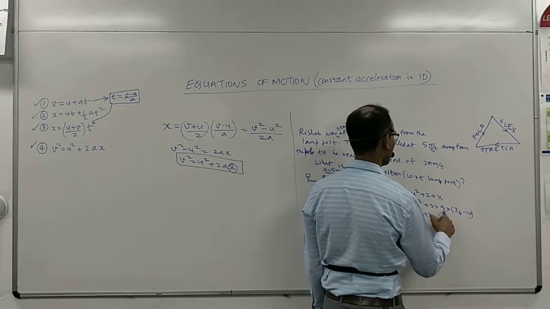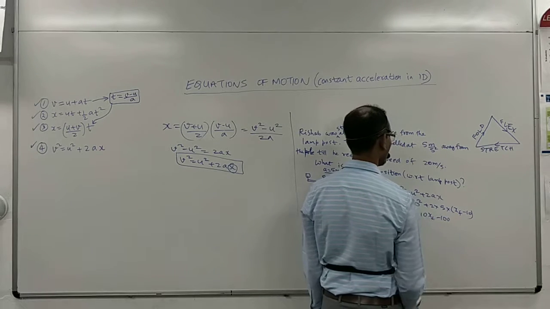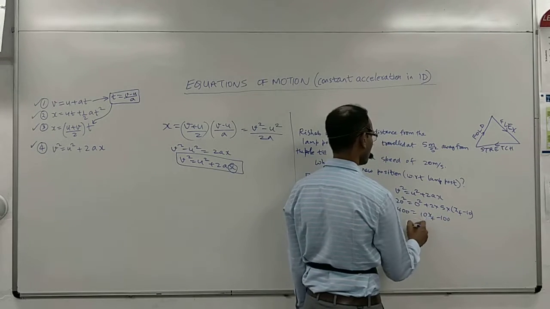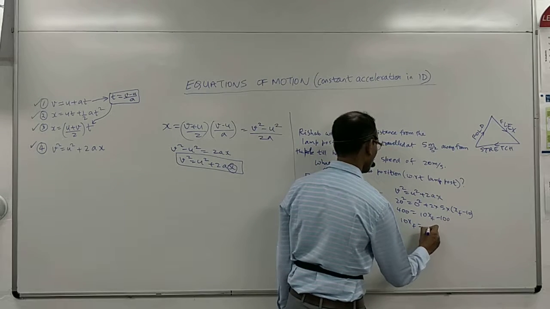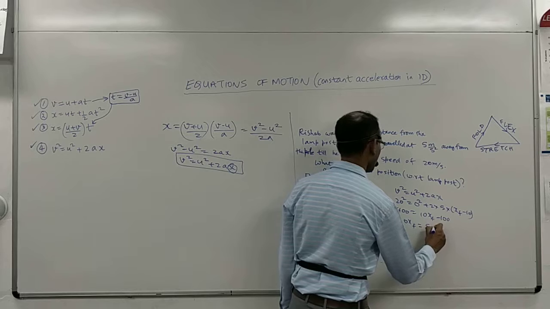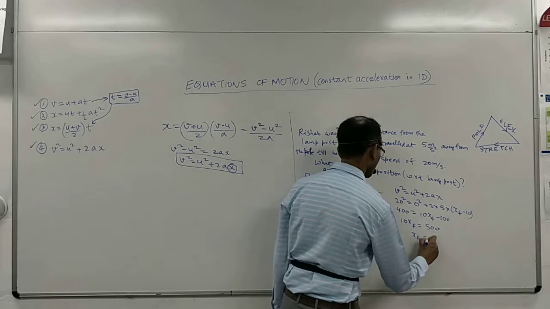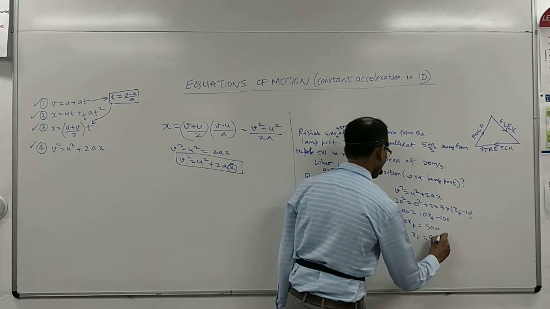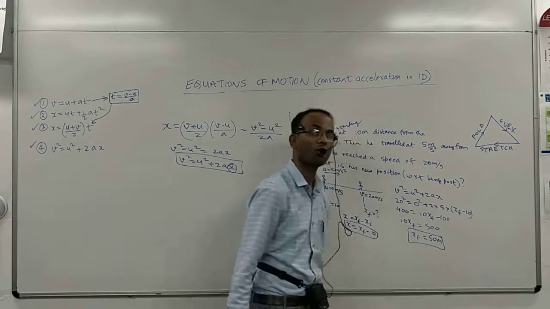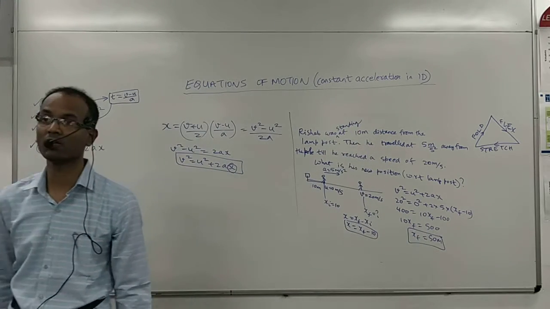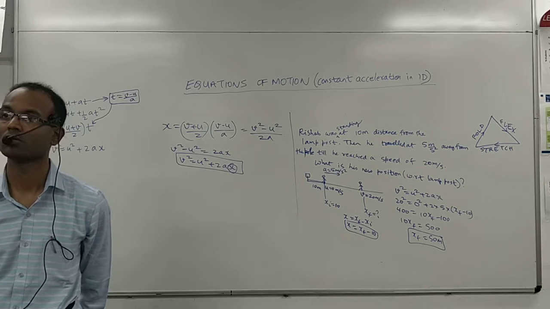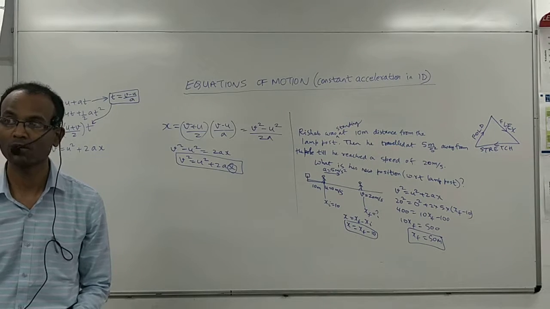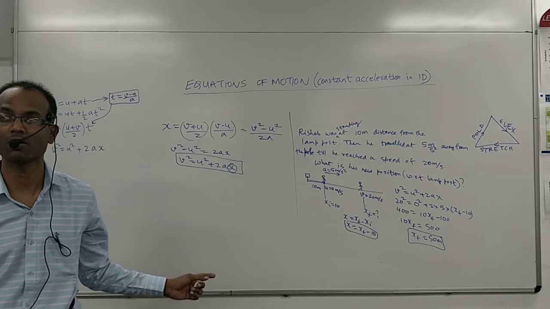Or minus 50. Standard, correct only, right? So 10 xf equals 500. xf equals 50 meters. How many of you got the final position is 50 meters? You got it? You also got it? Did you actually get it in your notebook or you are just seeing the work on the board?